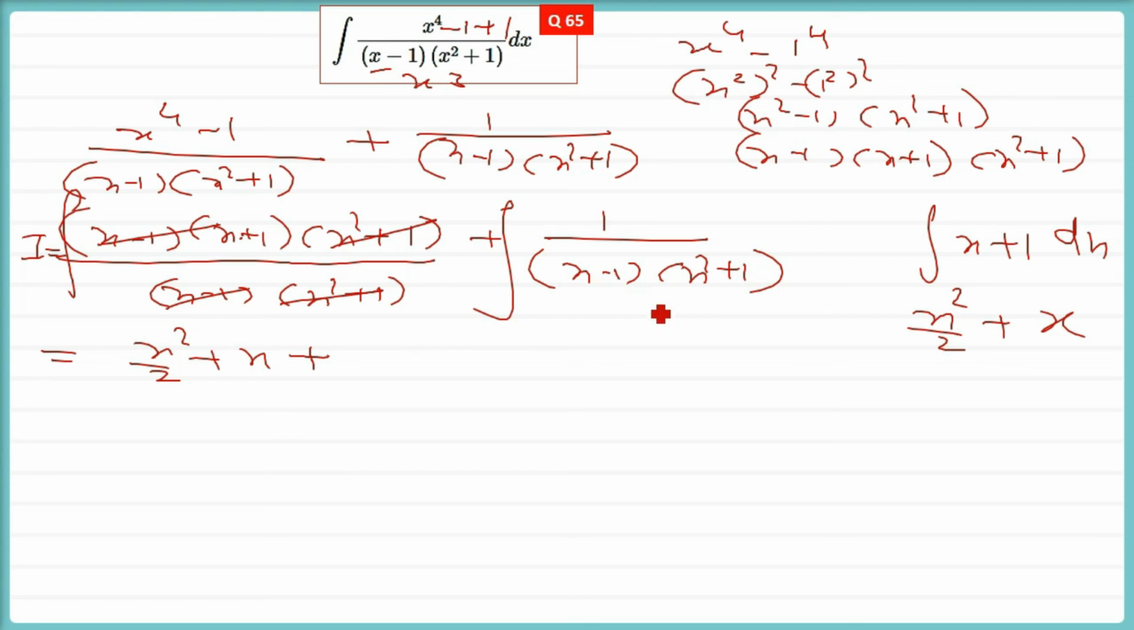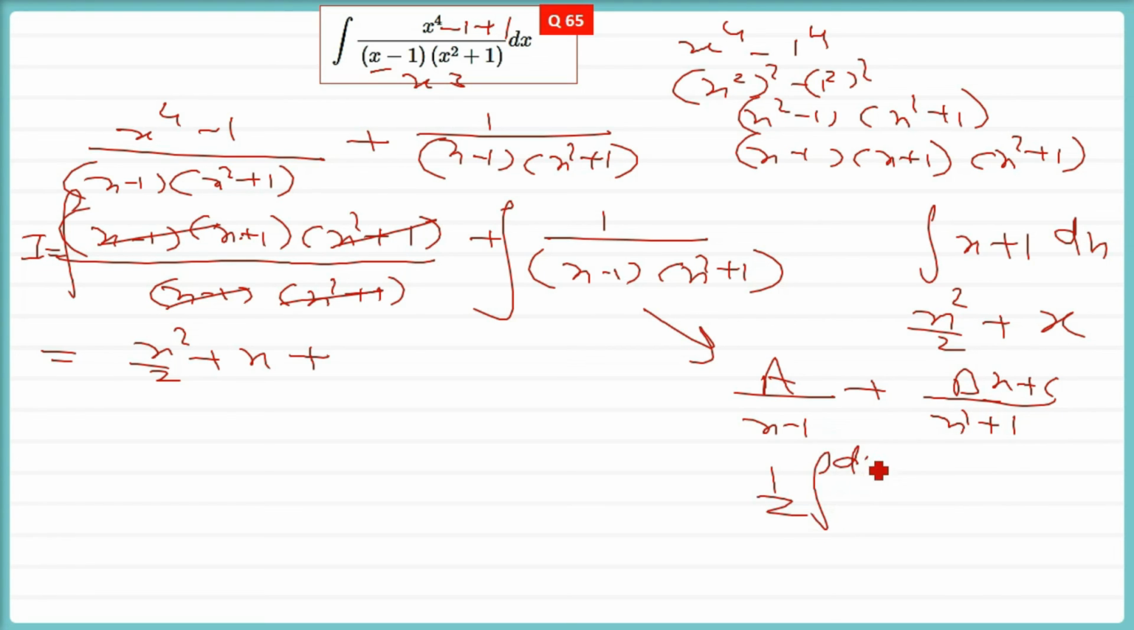See, 1 by x minus 1 and x square plus 1 has already been done. You can just write it as a divided by x minus 1 plus bx plus c divided by x square plus 1, because the denominator is a quadratic. Now a, b and c can be easily computed. Let me tell you, a will come as 1 by 2, so dx divided by x minus 1 will come. And what about bx plus c? b will be negative half, so negative half into x divided by x square plus 1. And c will also come as negative half, so integration of dx divided by x square plus 1.